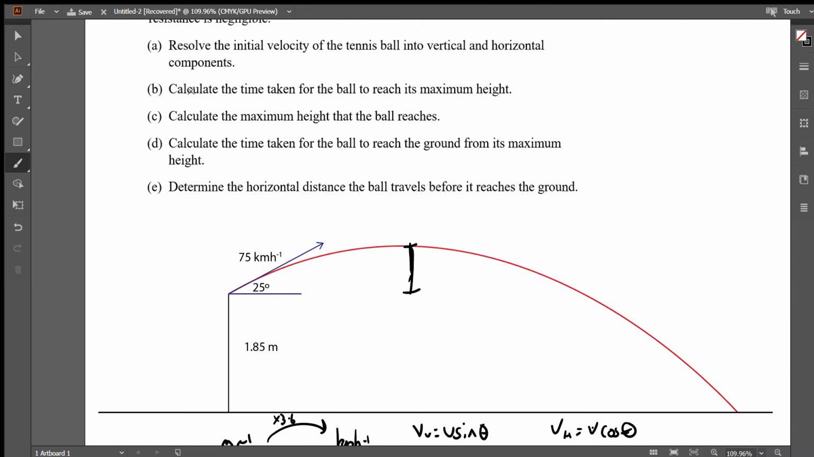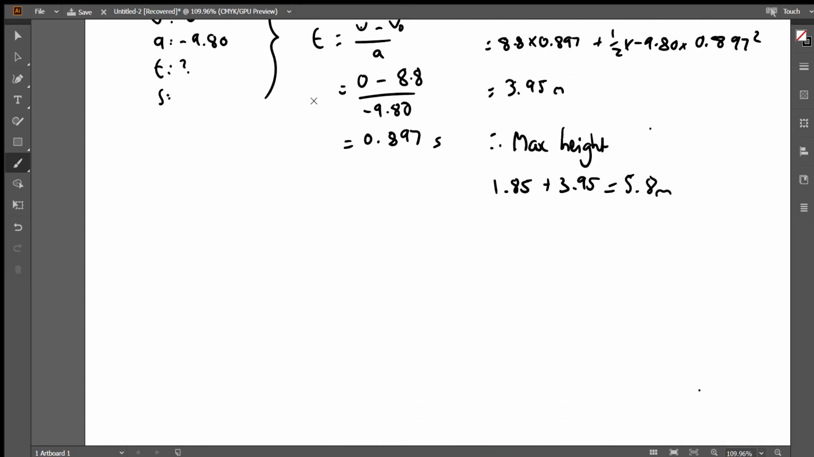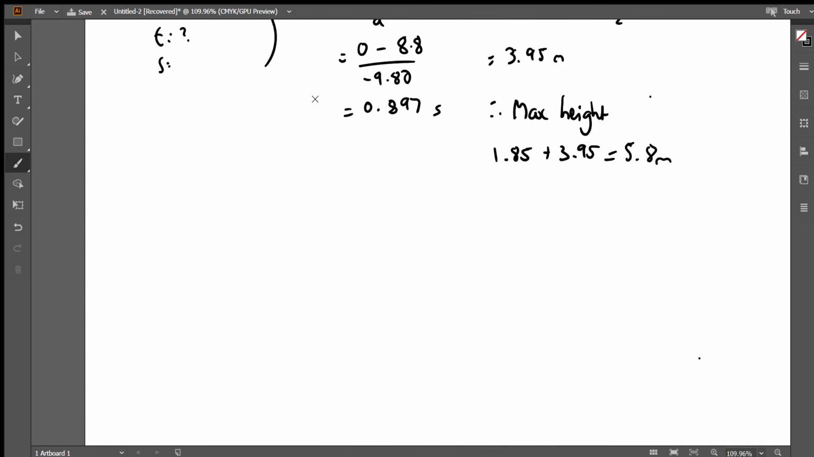So now we've worked out the time taken to maximum height and the actual maximum height. Now the time taken to reach the ground from its maximum height. This is another VOVATS type question, so we'll write down everything we know. We're considering the second half of the motion, so the initial speed will be 0. We don't know the final speed, the acceleration is negative 9.8, and we're trying to work out the time. We know the displacement is negative 5.8 because it's going downwards.